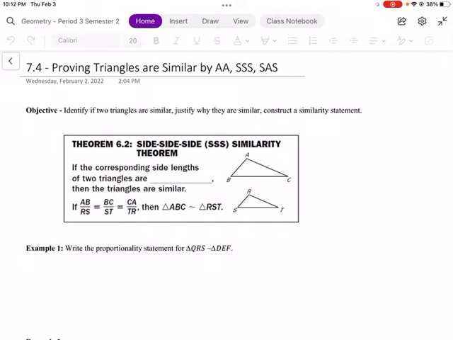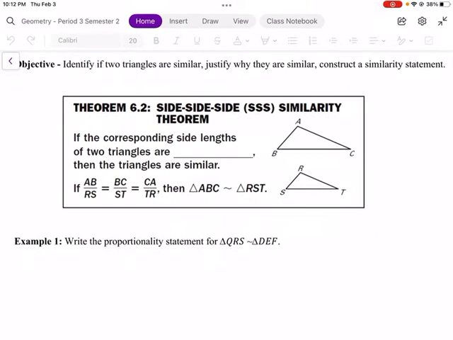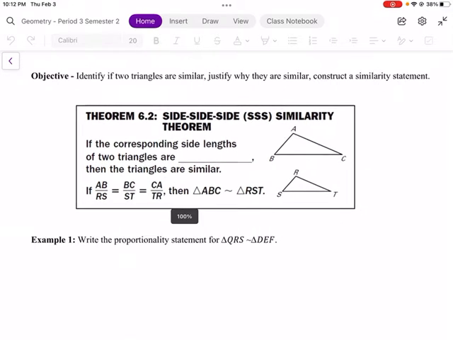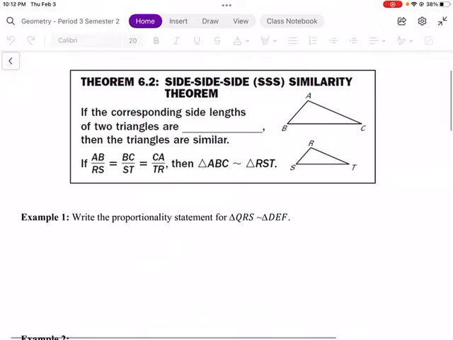7.4 is on proving triangles are similar by angle, angle, side, side, side, and side, angle, side. So our objective for today is to identify if two triangles are similar, justify why they are similar, and construct a similarity statement as well for these.